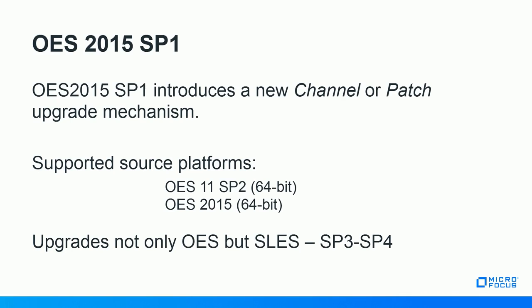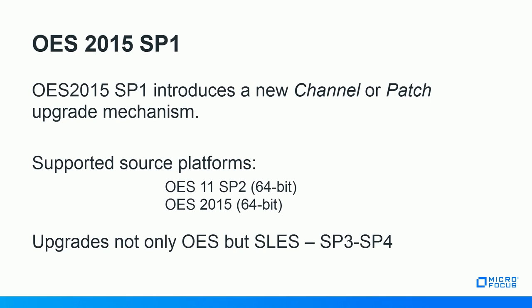So prior to OES 2015 SP1, the way that you would upgrade to, say, just OES 2015 is you would insert the OES 2015 DVD into your server, reboot the server, and perform the upgrade. With this new SP1 release, we have a new mechanism that with a couple of very simple steps, you can use the patch channel or the upgrade channel to upgrade your server to OES 2015 SP1.